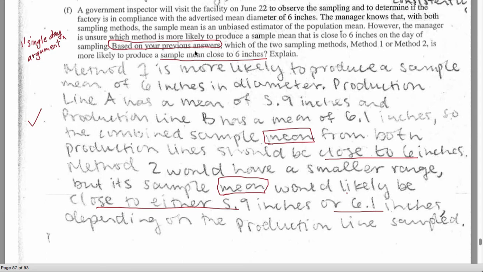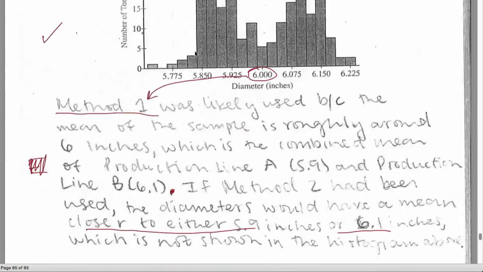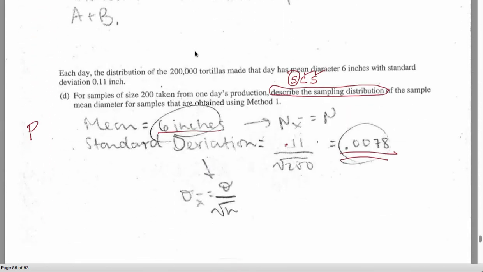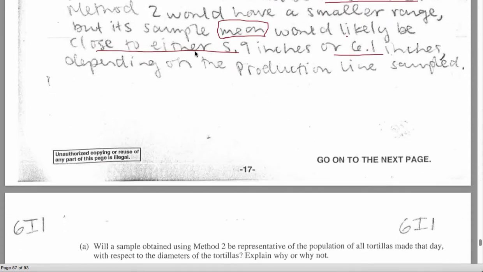So overall, this student received an E for the first 3 parts, a P for Part D, and a P for E and F. EPP, according to the rubric, was a score of 2, which is developing.